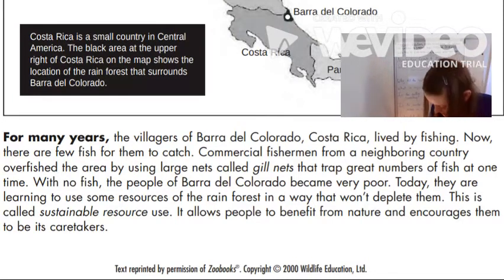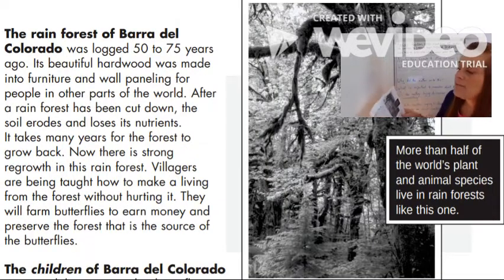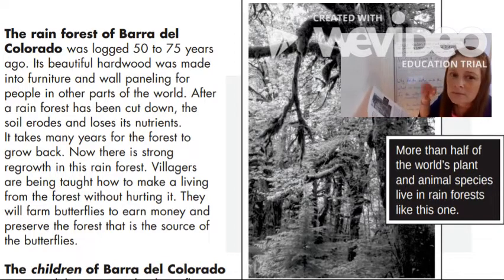So we're going to look at another section of it. The rainforest of Barra del Colorado was logged. So bold tells us what we're reading, but it's not really a subtitle. So the rainforest of Barra del Colorado was logged 50 to 75 years ago. Its beautiful hardwood was made into furniture and wall paneling for people in other parts of the world. After a rainforest has been cut down, the soil erodes and loses its nutrients. Remember, those nutrients are what feed the plants, make vegetables good, make fruits good, make everything healthy. It takes many years for the forest to grow back.